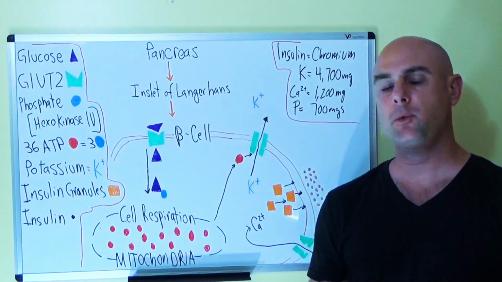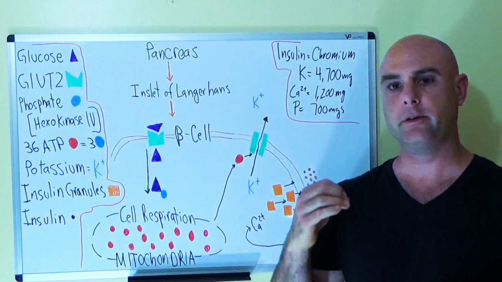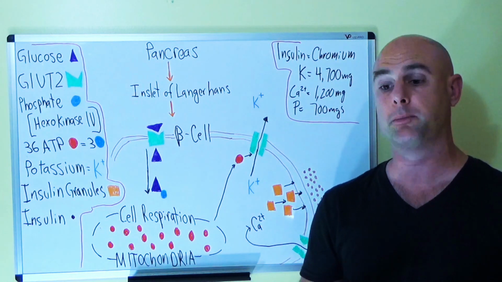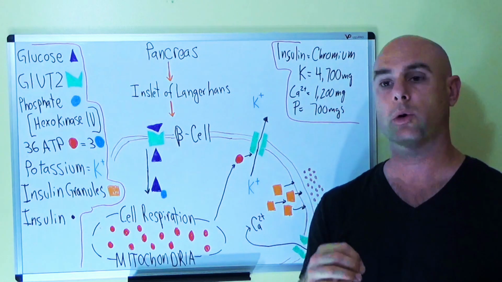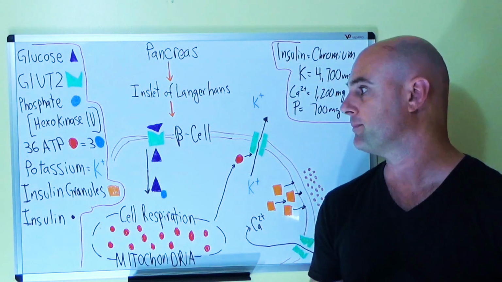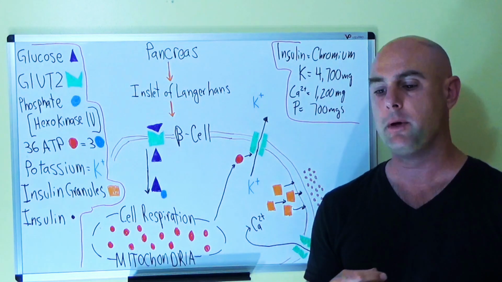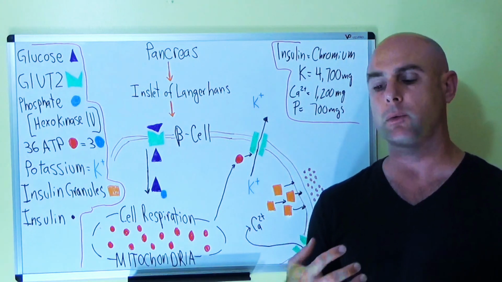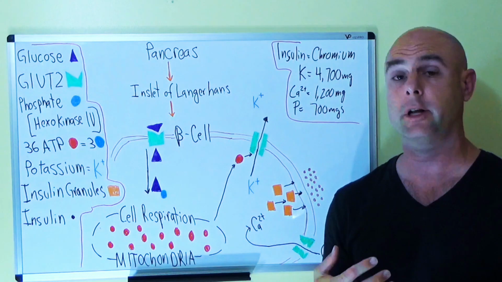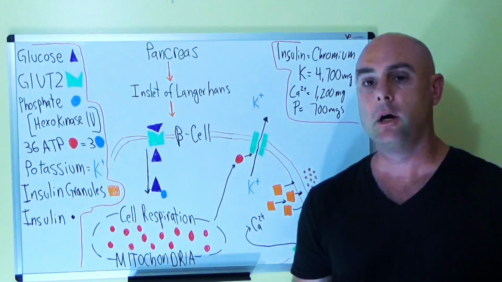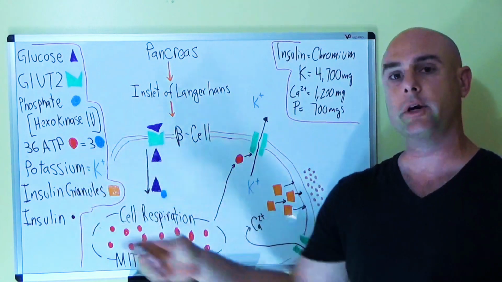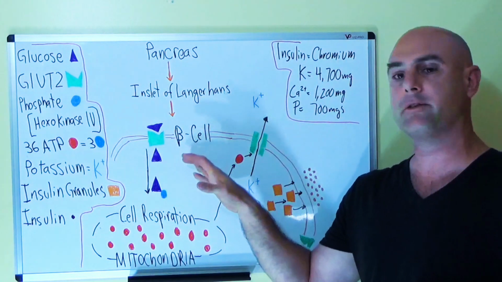So part of the issue with diabetes is not producing or not releasing enough insulin into the bloodstream to help lower glucose levels in the bloodstream. So in this video I'm going to go over basically what causes our body to release insulin into the bloodstream. Okay, so insulin is actually stored as insulin granules in these beta cells.